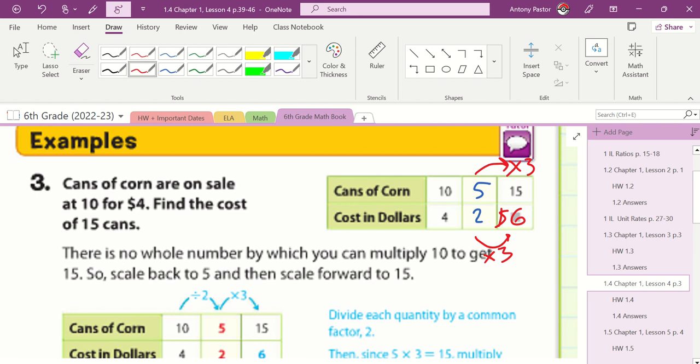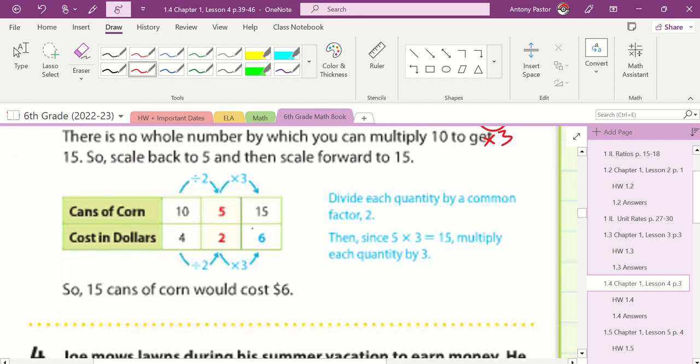So what I did was I scaled 10 to 4 down to 5 to 2, then I scaled 5 to 2 up to 15 to 6, because I could not convert 10 to become 15. There's no whole number by which you can multiply 10 to get to 15, so scale back to 5, then scale forward to 15, which is what we did. And it shows us here exactly the steps that we took.